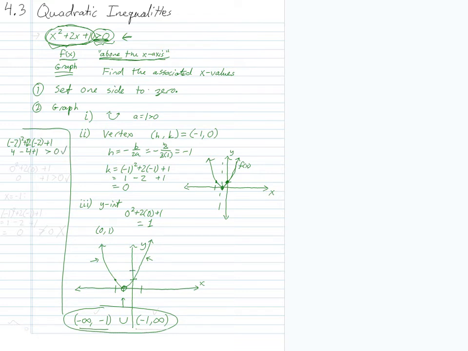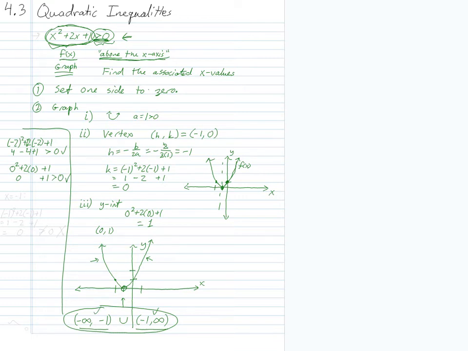If we plug something in from the right-hand interval, something greater than -1, for instance, we could try 0. 0 squared plus 2 times 0 plus 1. That's 0 plus 1, which is greater than 0. So that also checks out.